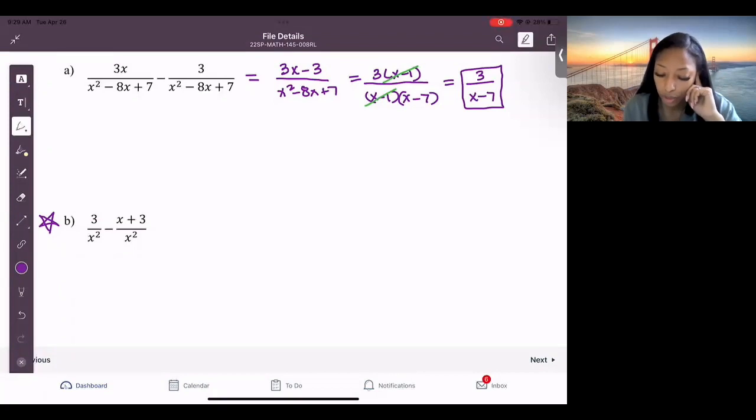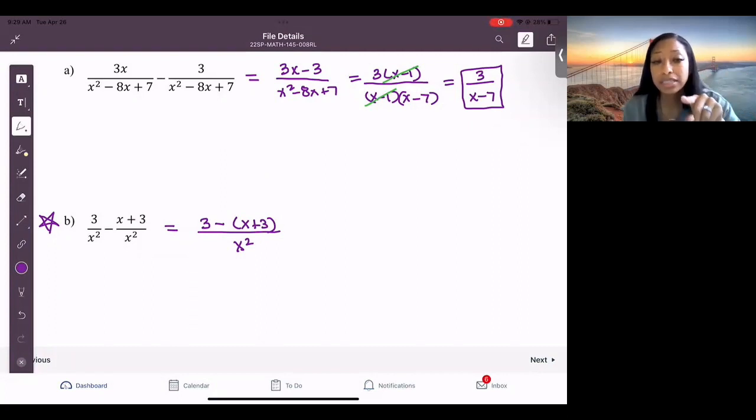We have 3 over x squared minus x plus 3 over x squared. When we subtract these, we have to subtract the entire second numerator. So that's going to be 3 minus, I'm going to use parentheses here, x plus 3. So we have to subtract that entire numerator. All right. Then what does this become?